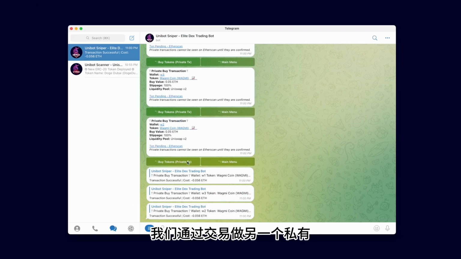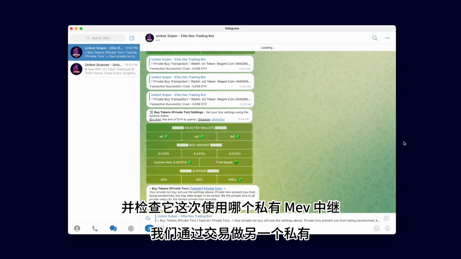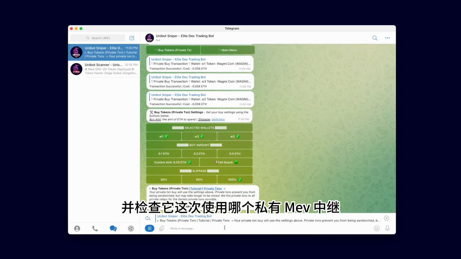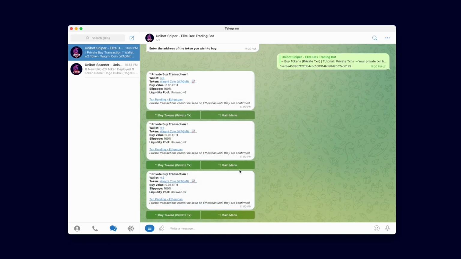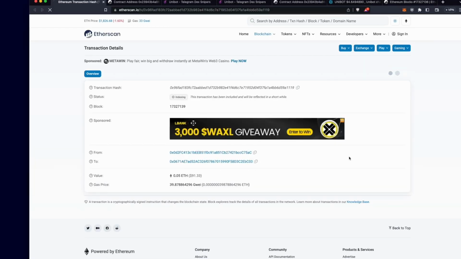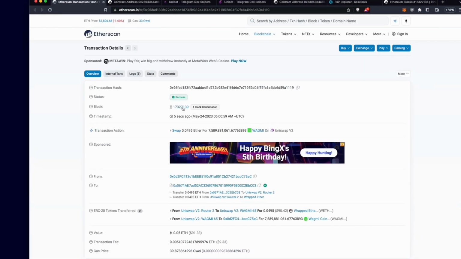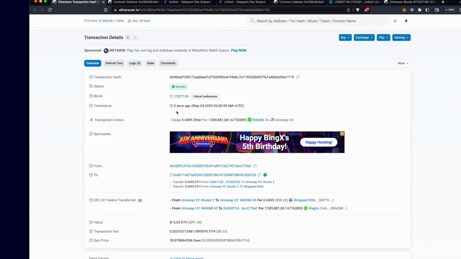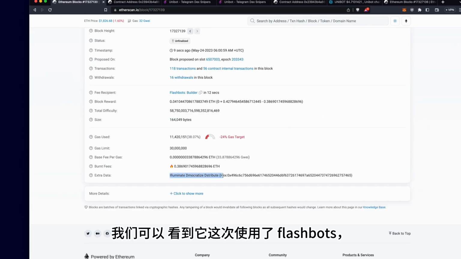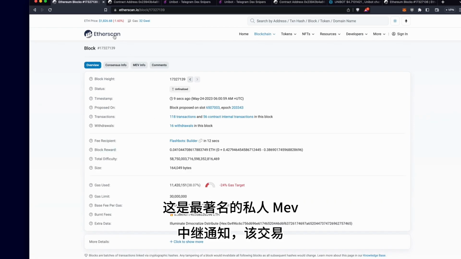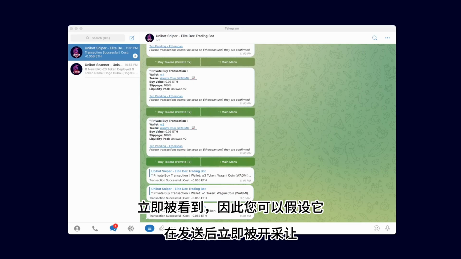Let's do another private buy transaction and check which private MEV relay it uses this time. We can see it uses Flashbots this time, which is the most known private MEV relay. Notice that this transaction was seen immediately, so you can assume it was mined immediately after it was sent.